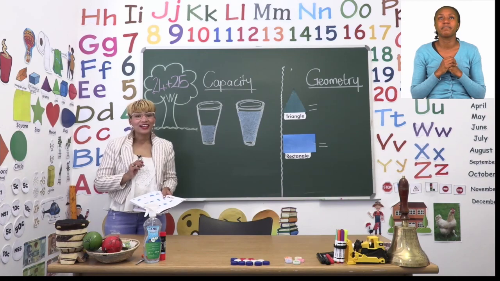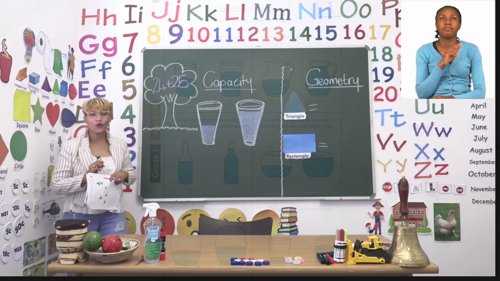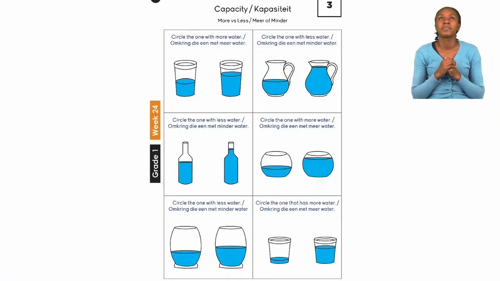For this part of our lesson, let's turn our booklets to page 24. Now here we are doing capacity. And today we are going to look at more versus less.